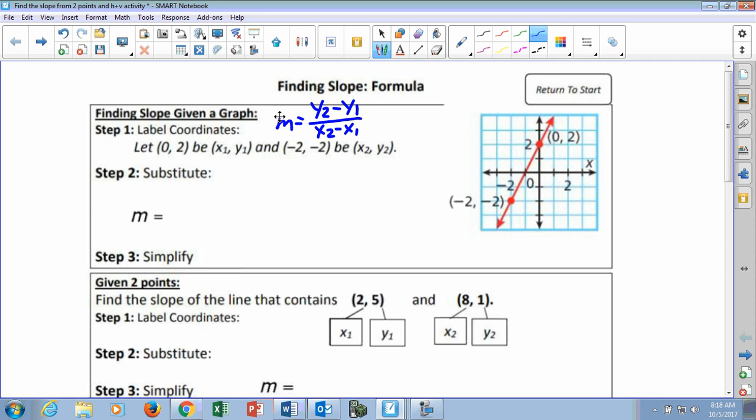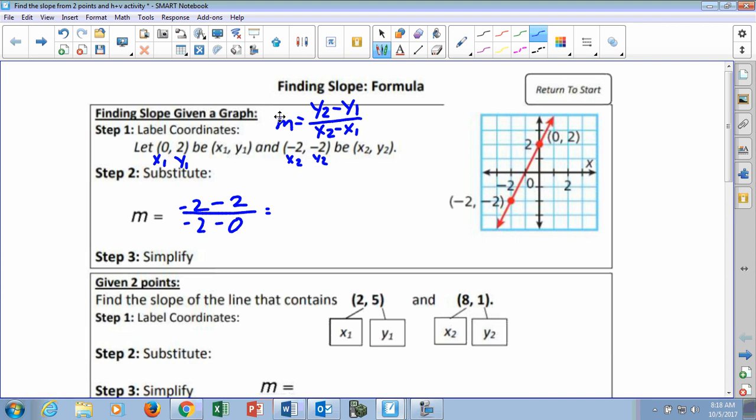So here they're telling you let (0, 2) be x1 and y1. So here's your x, there's your y, and here's your second point. So remember, if we plug these into the equation, y2, which is negative 2, minus y1, which is 2, and that's going to be over your x's. Because remember, slope is still y over x, rise over run. So x2 is negative 2, minus x1, which is 0.